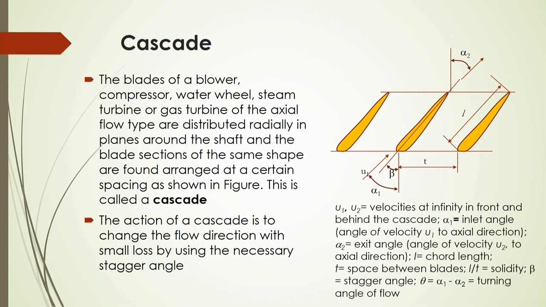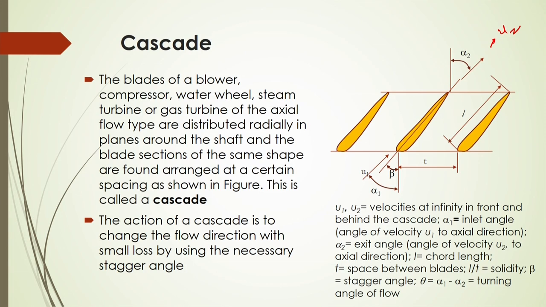Here in this case you will see U1 and U2 in this figure. The velocities at infinity in front of and behind the cascade are U1 and U2, and alpha 1 is the inlet angle, the angle of velocity U1 to the axial direction, and alpha 2, as shown in your figure, is the exit angle, that is the angle of velocity U2 to the axial direction, and L is the chord length.